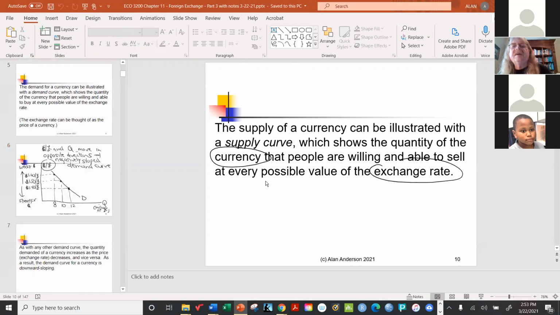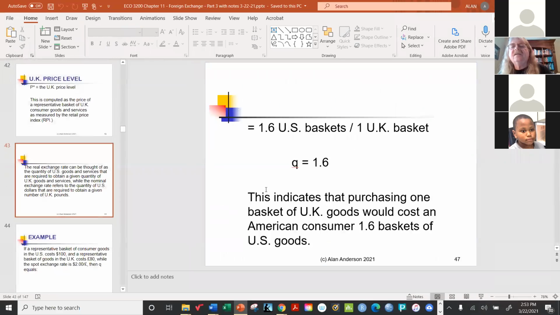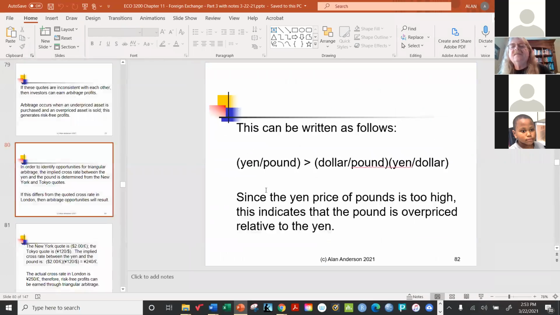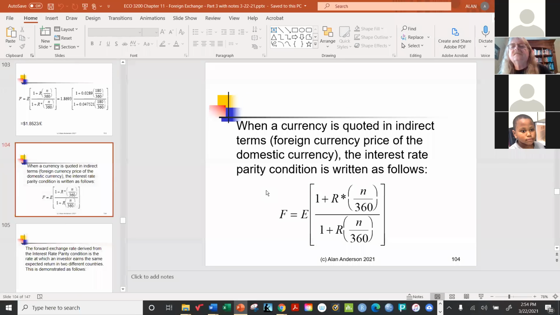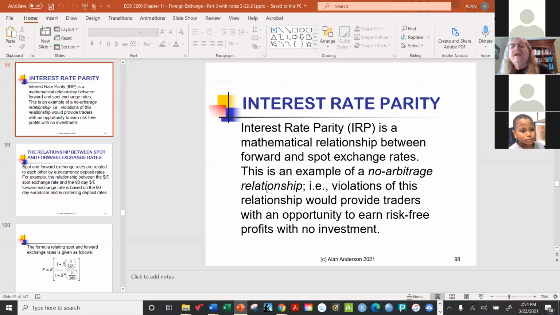Let's jump ahead and look again at our discussion about what's called interest rate parity. Here it is. Interest rate parity is the mathematical relationship that holds between spot and forward exchange rates. It turns out that it is driven by interest rates and time, as well as the spot exchange rate. Now, let's take a look at this.